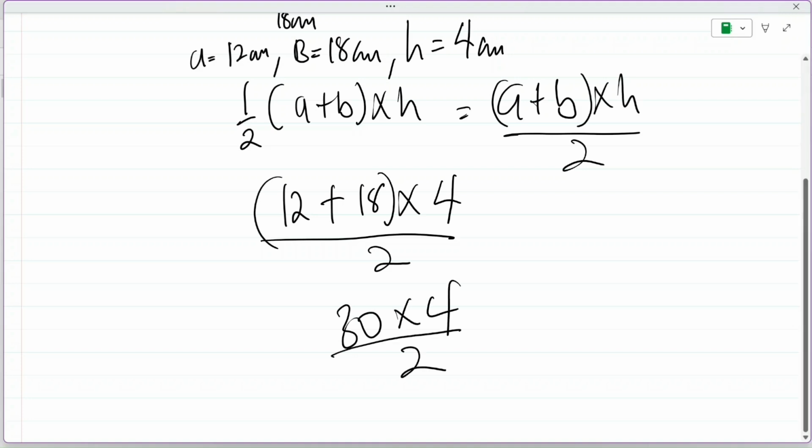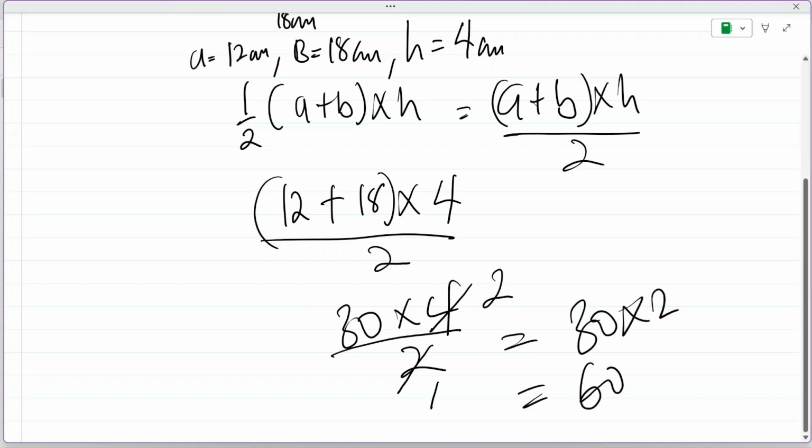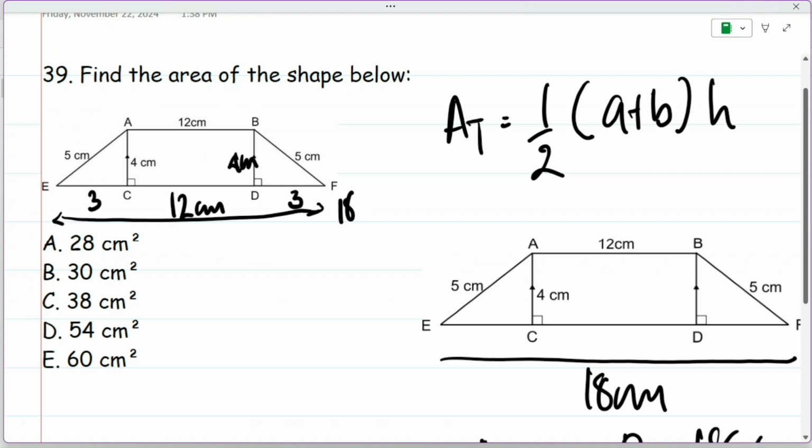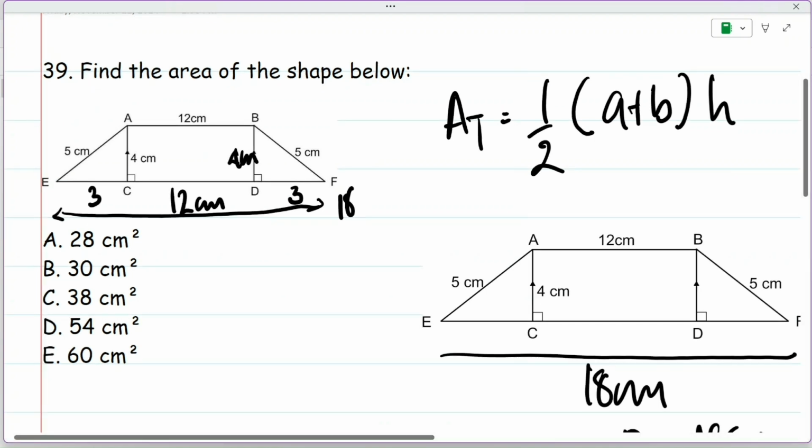At this point, we can cancel out. We can say 2 divided by 2 is 1, and the same 2 in 4 is 2. So we have 30 times 2, and 30 times 2 is 60. So we have our answer as 60 centimeters square. The answer to question 39 is E, 60 centimeters square.